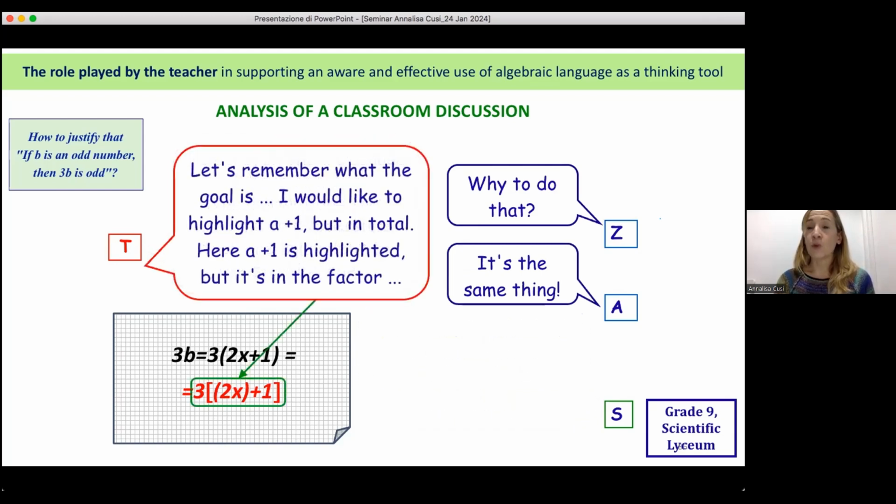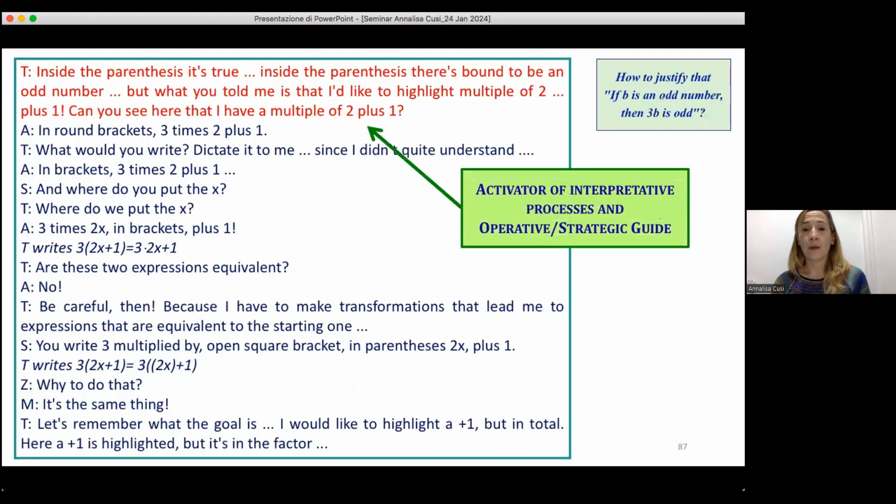Let's remember what the goal is. I would like to highlight a plus 1, but in total. Here, a plus 1 is highlighted, but it's in the factor. So again, at the beginning, the teacher plays the role of activator of interpretative processes, like in the previous excerpts from this discussion, but also another role is played, the role of operative strategic guide.